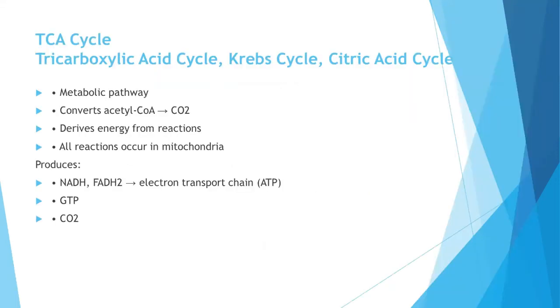The TCA cycle, also called the tricarboxylic acid cycle, Krebs cycle, or citric acid cycle, is a metabolic pathway which converts acetyl-CoA to CO2, or carbon dioxide. It derives energy from reactions, and all reactions occur in mitochondria. What does it do? It produces NADH and FADH2, which are then sent to the electron transport chain to produce ATP. It produces GTP and it produces carbon dioxide.